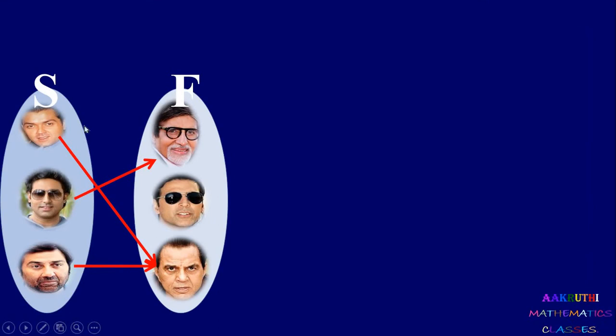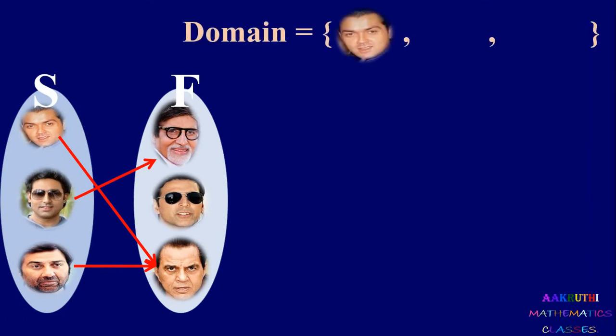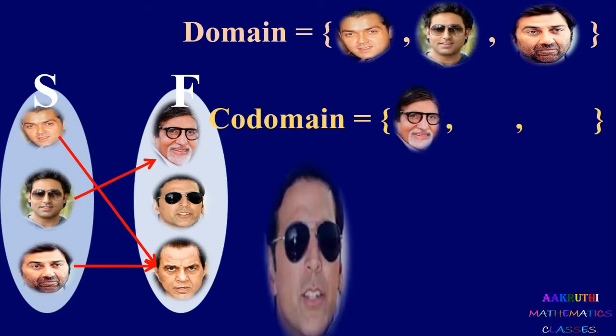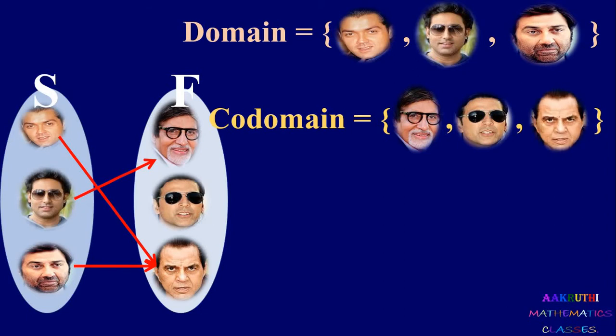In this function f from S to F, the domain is the first set, the set containing Bobby Deol, Abhishek Bachchan and Sunny Deol. And the codomain is the second set, containing Amitabh Bachchan, Akshay Kumar and Dharmender.